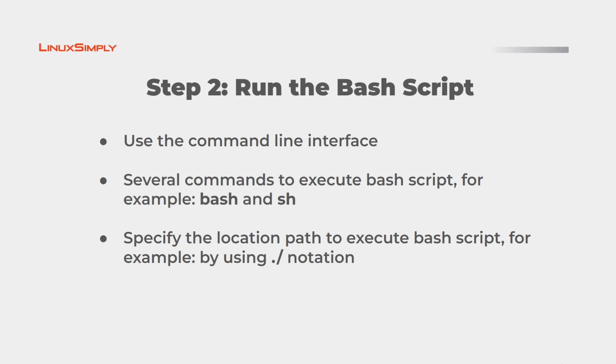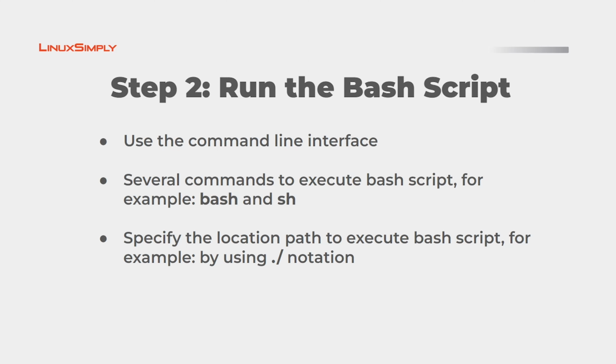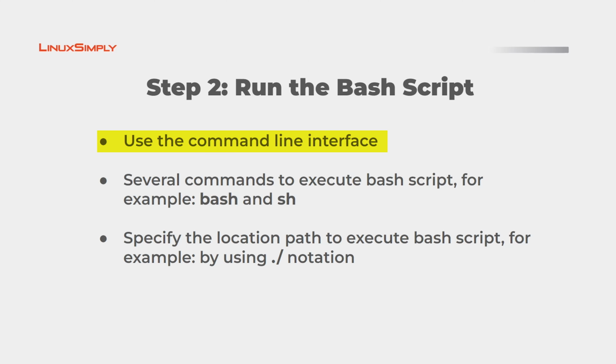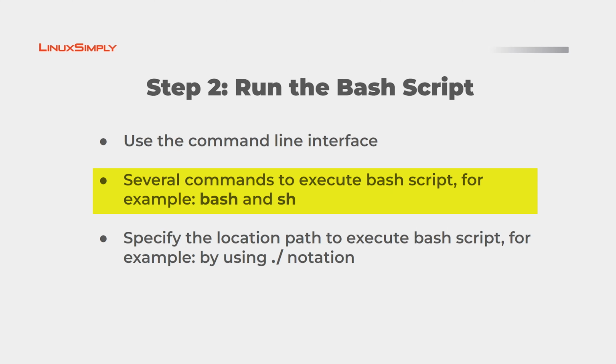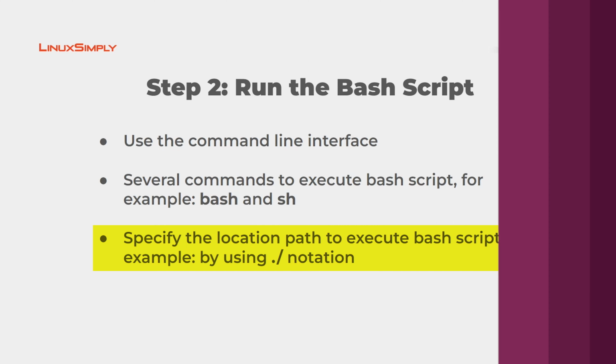After you are done adding executable permission to your script, it is time to run your bash script. To do so, there are several methods. You can call the bash interpreter, or the Bourne shell, in short the sh interpreter, to execute your bash script. Also, you can use the ./ notation, which specifies the location path to execute your bash script.